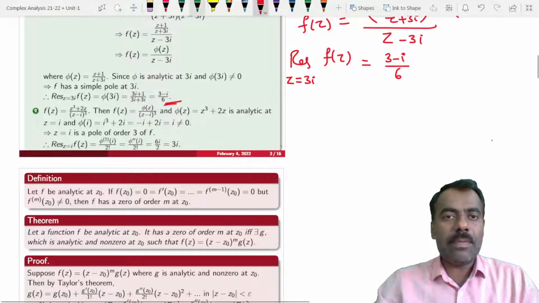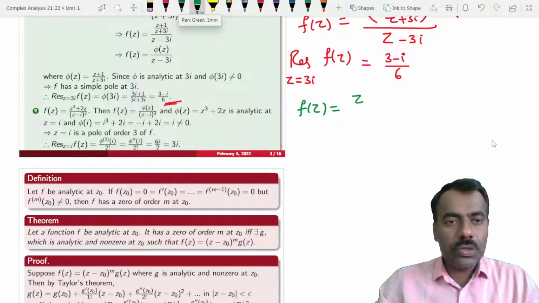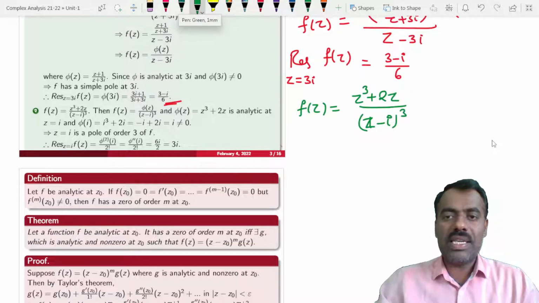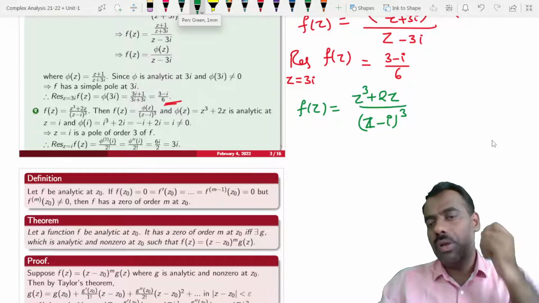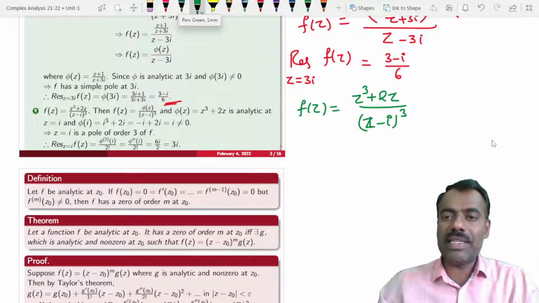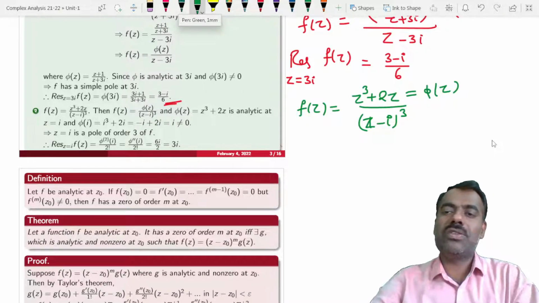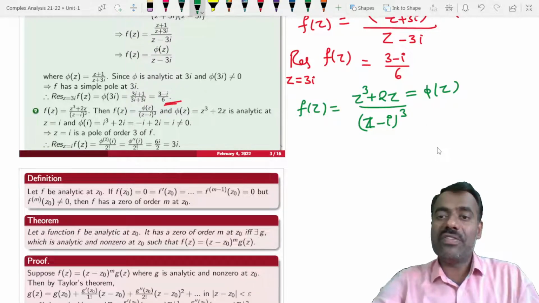Let's take another example, which is f of z equals z cube plus 2z upon z minus i whole cube. So you can see here that z is equal to i is a singular point. If you simply take this much as our phi of z, which is z cube plus 2z, clearly we know it is a polynomial, so it is analytic everywhere. So in particular at i also it is analytic, and phi of i is non-zero.